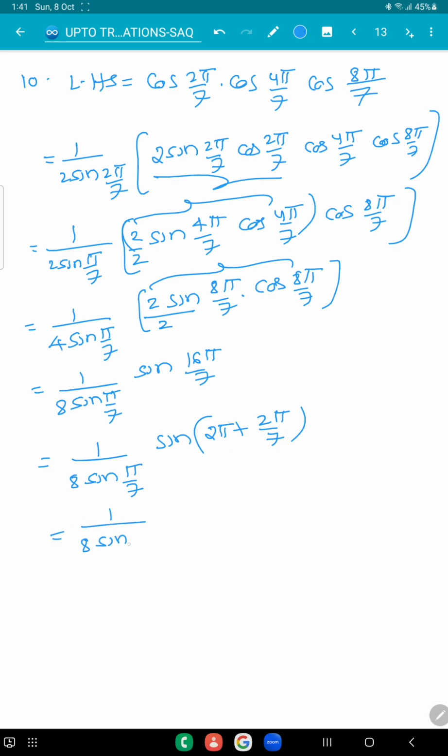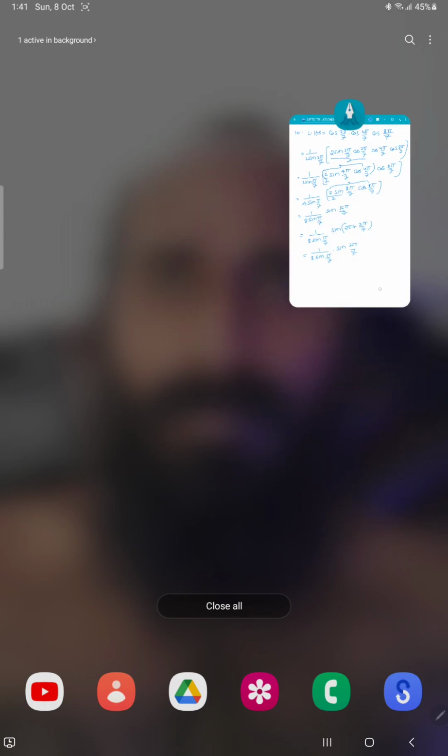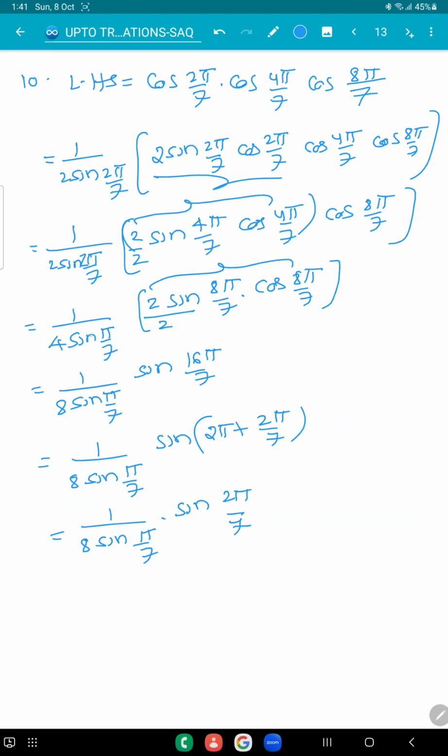1 by 8 into sine pi by 7. Sine 2 pi plus theta is sine theta. Sine 2 pi by 7. So here 2 pi by 7 should be written. That is that. 2 pi by 7, 2 pi by 7 cancel. 1 by 8. That is right hand side. Now next 11th question, consider left hand side. That is equal to 1 plus cos pi by 10.